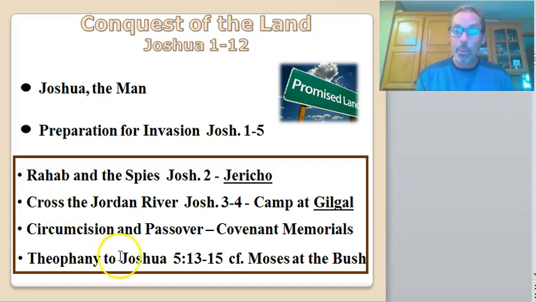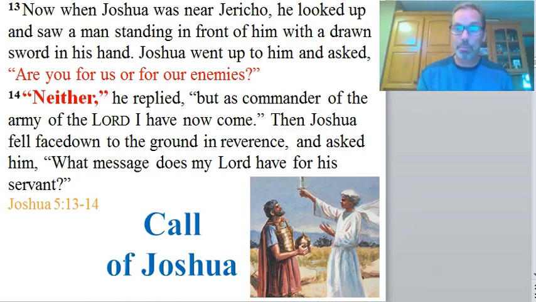And then we have this call of Joshua, and it's very similar to Moses being called at the burning bush. So Joshua meets this man standing in front of him with a drawn sword, and Joshua asked him this question: are you for us or for our enemies? And this man standing before Joshua answers, neither. Well, that's not exactly the answer Joshua was looking for. Are you for us or for our enemies? And the answer is no.